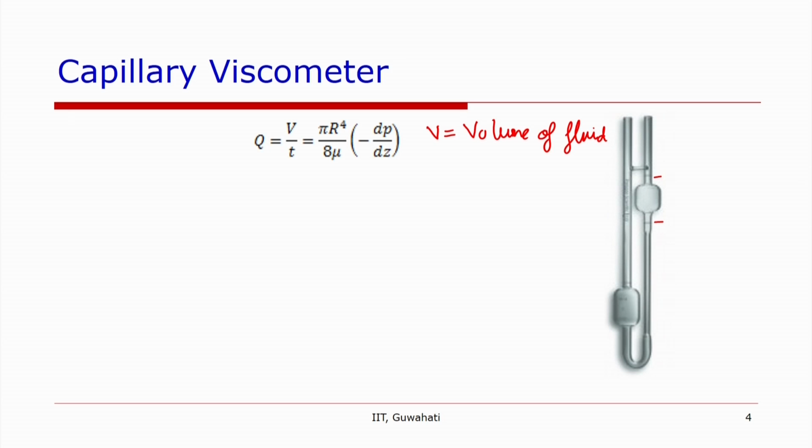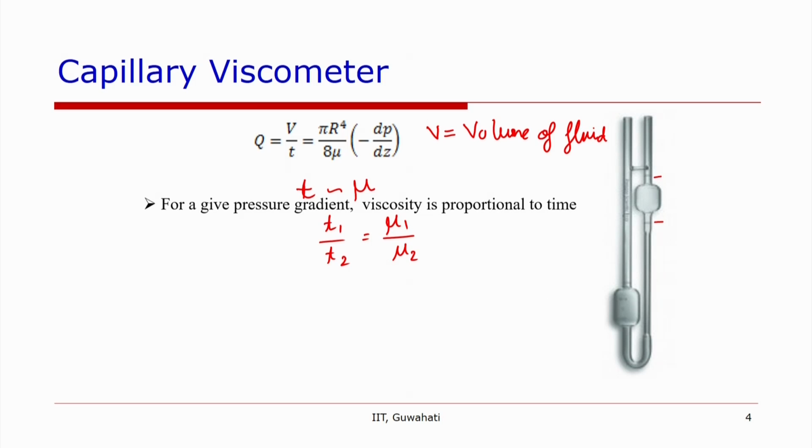Q is equal to V over T, which is pi r to the power 4 by 8 mu times minus dP by dz, and so one can see that T is directly proportional to mu. If the measurements have been done for a fluid already, then one can simply use the formula T1 by T2 is equal to mu1 by mu2 to calculate the viscosity of a fluid. So this equation can be rearranged to obtain the viscosity.